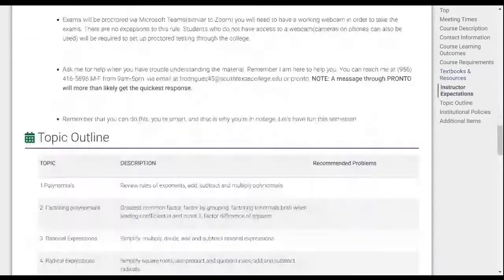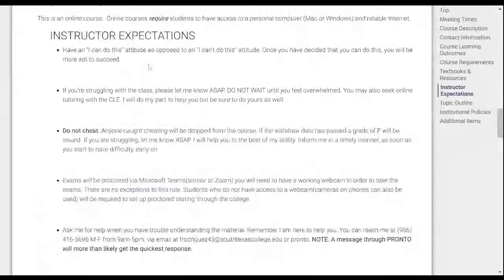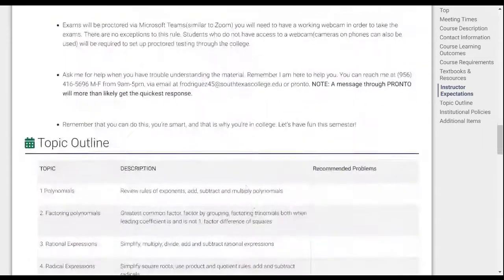And then there's just some expectations. These are things that I tell people every semester when we're in a face-to-face class. I wanted to talk to you guys about this, but have an I-can-do-this attitude as opposed to I can't do it. If you're worried about math, guys, don't. Okay, we're going to try to get through everything here. Anyway, there's just some information here. I'll let you read through it.